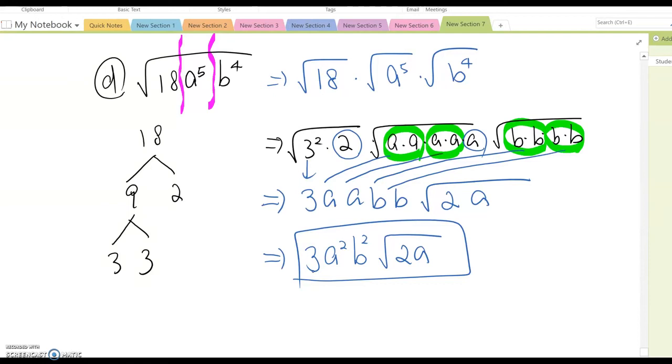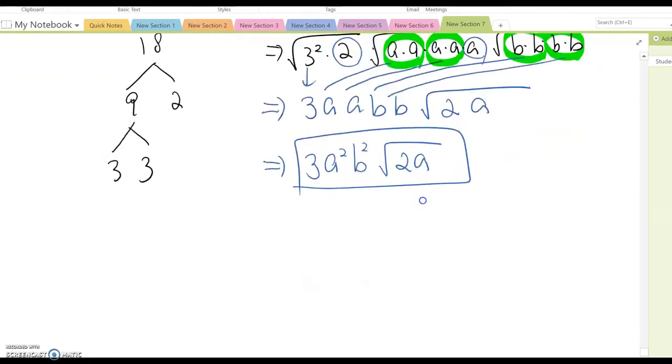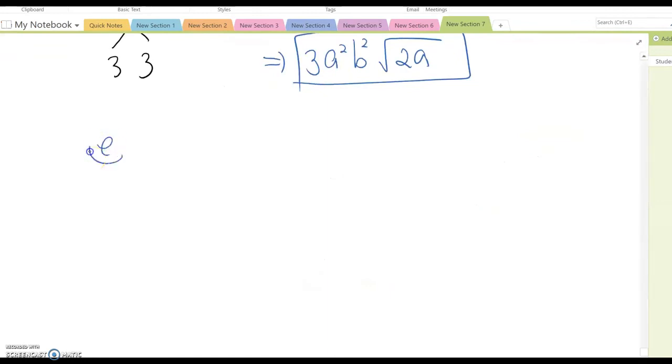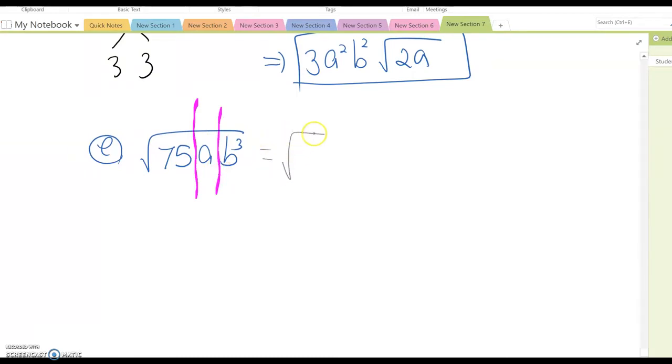Okay, look at another example, maybe letter E. Square root of 75ab cubed. Okay, same thing. So I'm going to divide the numbers a and b here. So this is going to be square root of 75, square root of a, and square root of b cubed.